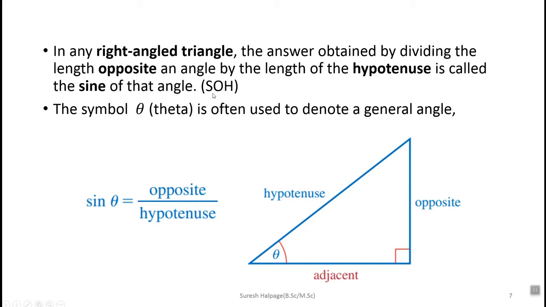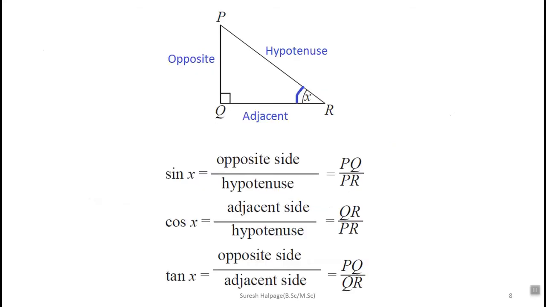How can you remember this? You can remember the word SOH. Sine, opposite over hypotenuse. Sin x, opposite side divided by hypotenuse, SOH.